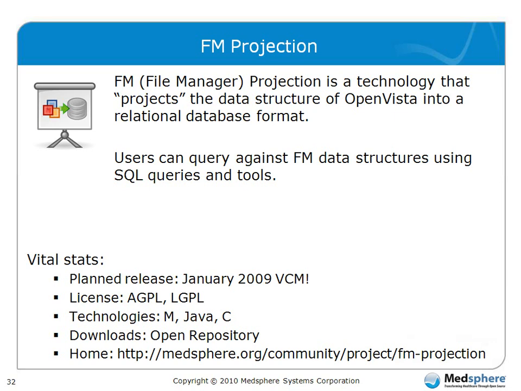Essentially, if anyone's used the Cache FM-to-Cache product before, it takes FileMan data, maps it to Cache objects, and then maps it to an SQL or relational table. This does the same thing, but it's open source and it's agnostic to the M engine that it's running against. It uses SQLi, the package that's embedded in VistA, to do the mapping. It is read-only, whereas the Cache version is read-write, but it's only read-only because we haven't yet done the work to make it read-write.